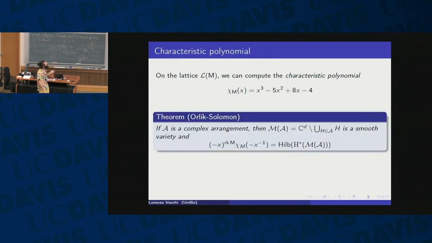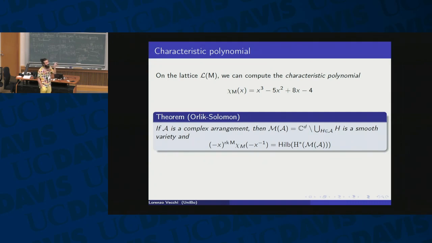Why is this polynomial interesting? It's interesting in a geometric sense. If we start from an arrangement over the complex numbers, so a complex arrangement, we can look at what is known as the complement of the arrangement. So you start from your vector space, and you start removing all the hyperplanes in your list. What you get by a theorem by Orlik and Solomon is a smooth variety, so it makes sense to compute its cohomology. And the Betti numbers of the cohomology ring of this variety are exactly the coefficients of the characteristic polynomial. So in a sense, up to reparametrization, the characteristic polynomial is the Hilbert series of the cohomology of the complement of a complex arrangement.